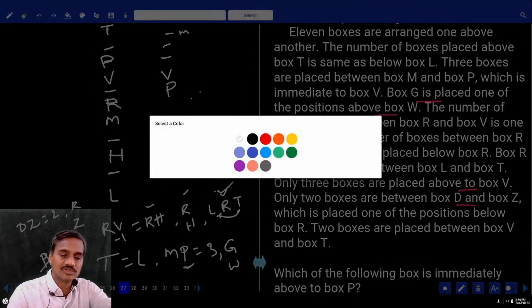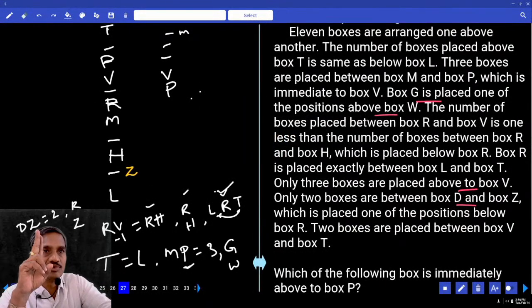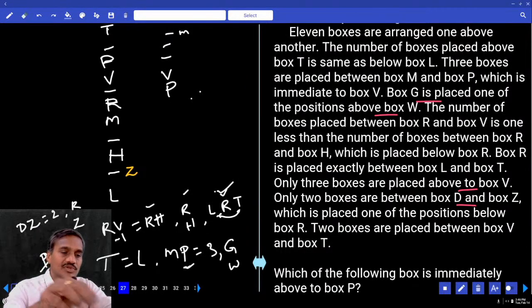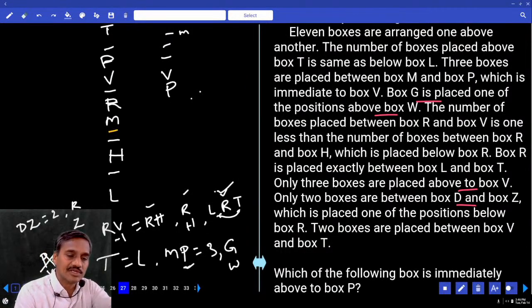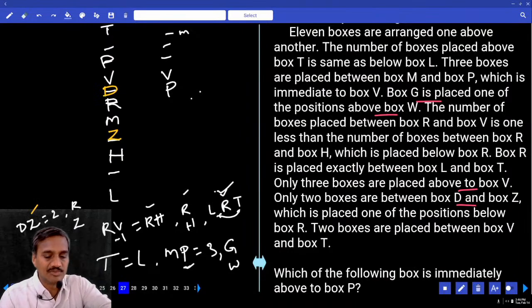మా Z ని ఇక్కడ పెట్టుకోవచ్చు. Z is below this R కదా. If Z is here between D and Z, we need to have 2. కానీ ఇక్కడ 2 ఉండే ఛాన్స్ ఉందా లేదు? కనుక Z ఎక్కడ ఉండాలి? Z is here. Z is here 2 in between D and Z. D is here. D and Z అయిపోయింది 2. And Z is below this R.